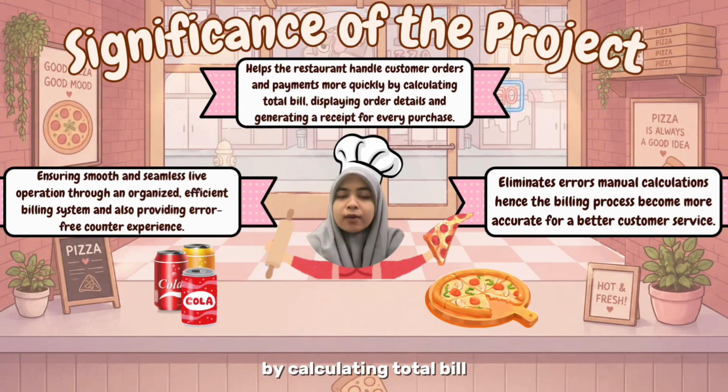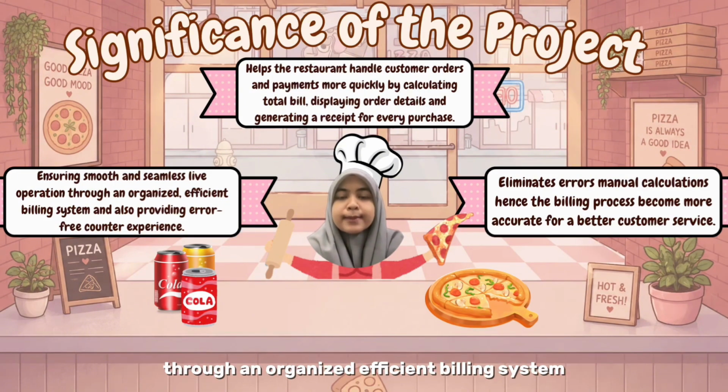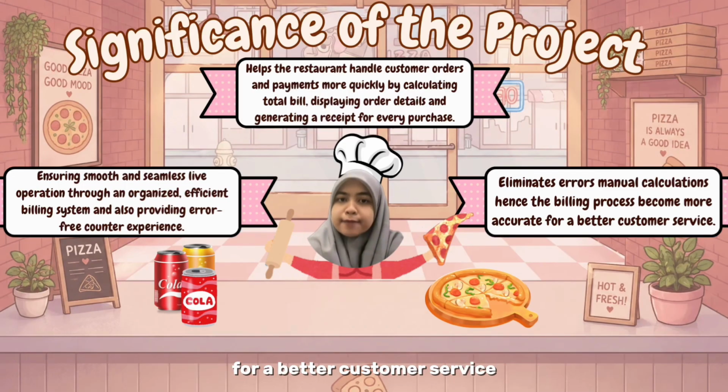The significance of our project: the billing system helps the restaurant handle customer orders and payments more quickly by calculating the total bill, displaying order details, and generating a receipt for every purchase. We are also ensuring smooth and seamless live operation through an organized and efficient billing system, and also providing an error-free counter experience. The last one, we eliminate manual calculation errors, hence the billing process becomes more accurate for better customer service.